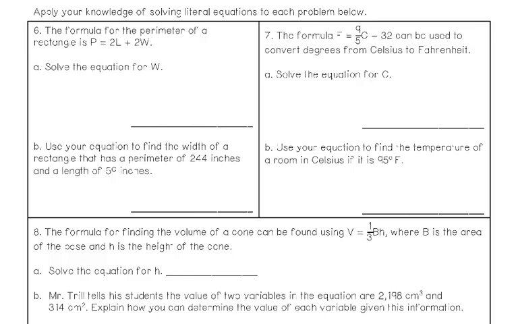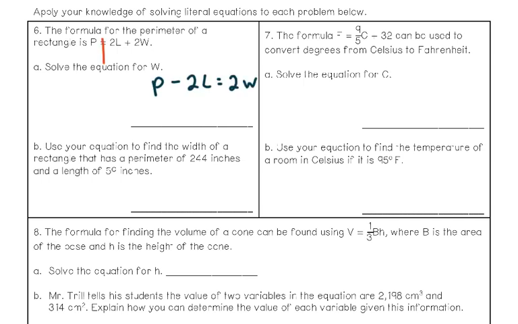So we're going to look at some applications of solving literal equations, starting with number 6. If we know that the formula for the perimeter of a rectangle is P equals 2 times the length plus 2 times the width, and we want to find the width of the rectangle when we know the perimeter and a length, we might find it useful to rearrange the equation to solve for W. Go ahead and take a minute to do that now.